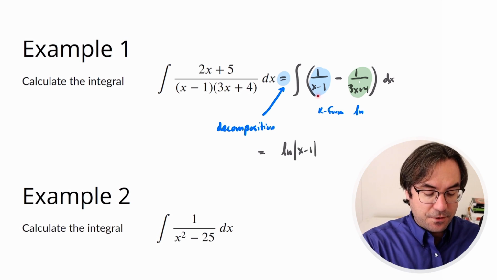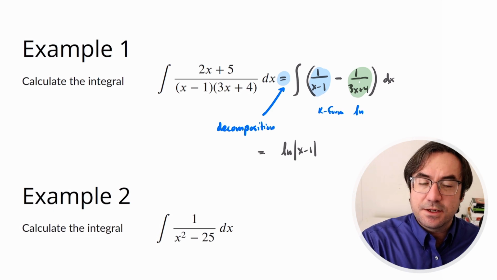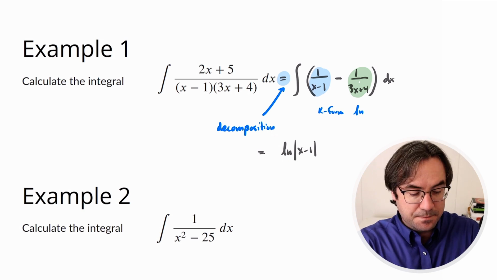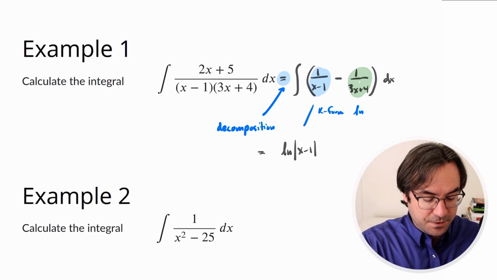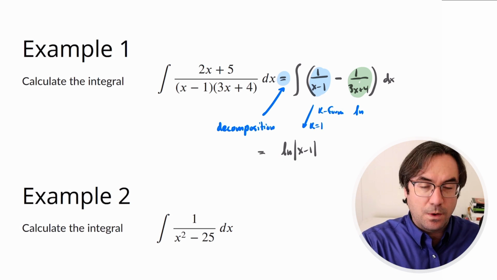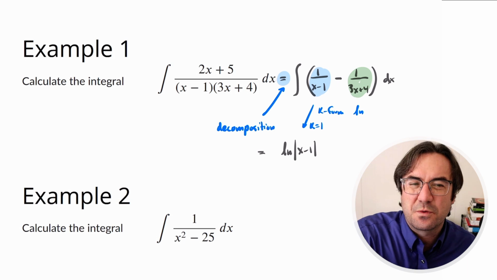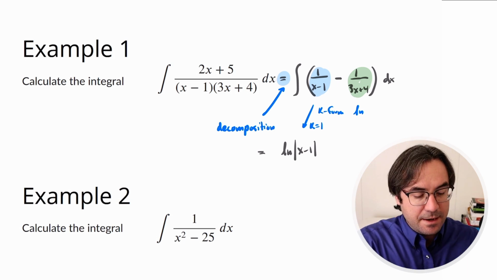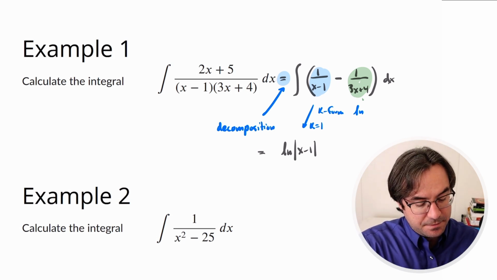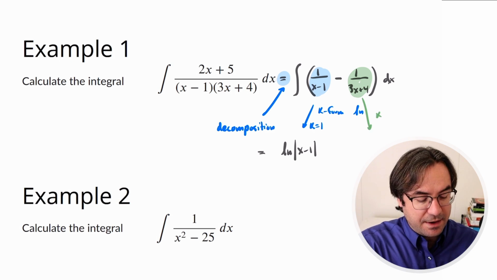And the k value for this first one is 1, so we would technically end up with a 1 over 1 in front. So for this first fraction, the k value is 1, and we wouldn't write 1 over 1 in front. Now for the second fraction, what is the k value?